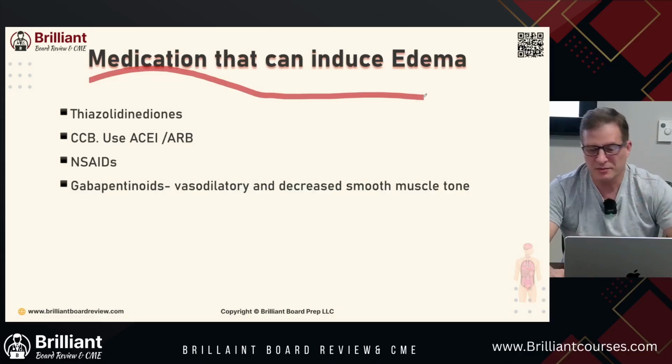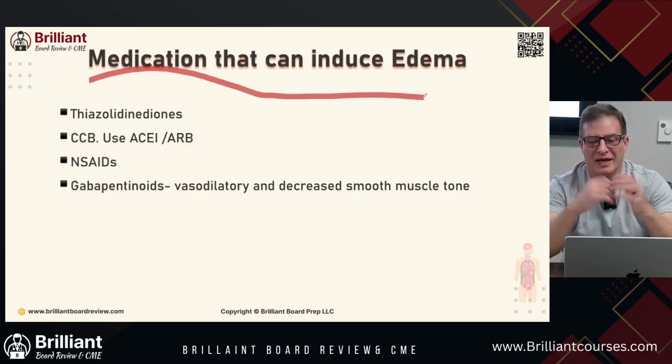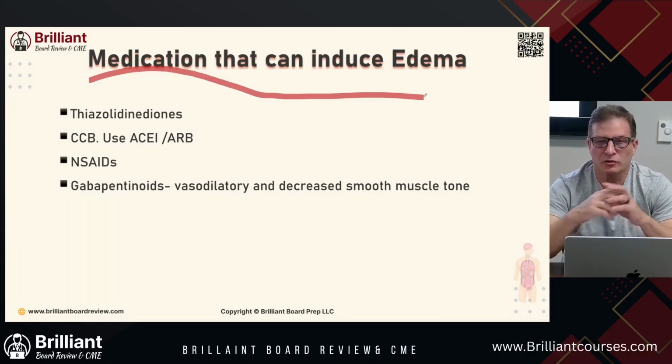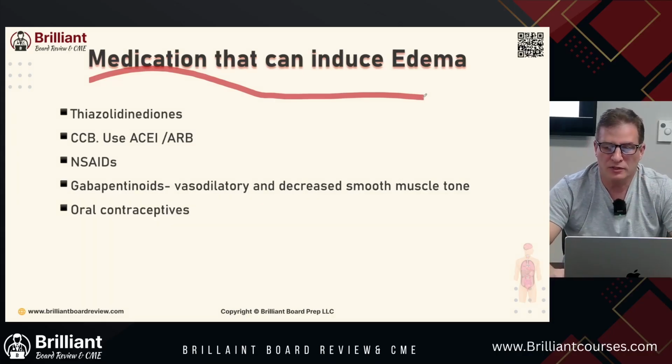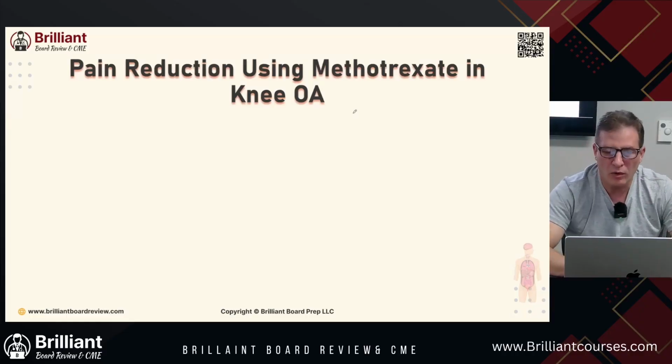Gabapentinoids, we talked about this. Gabapentinoids are vasodilatory and can decrease smooth muscle tone. Oral contraceptives can cause edema, and corticosteroids too.